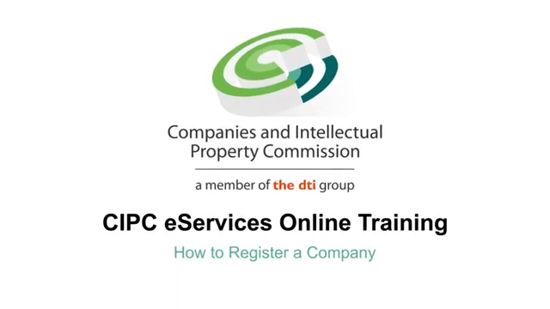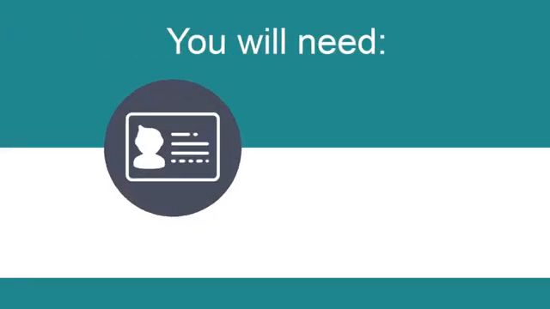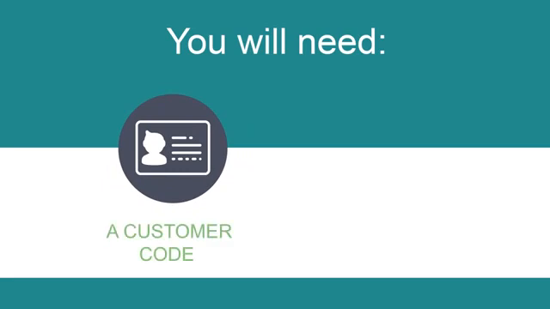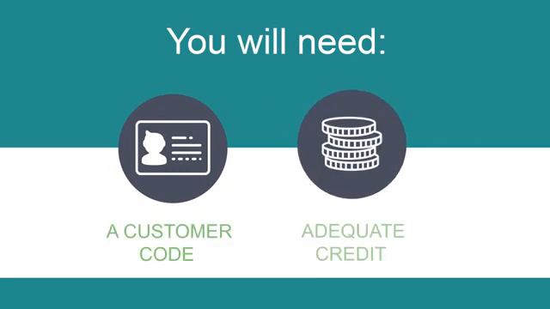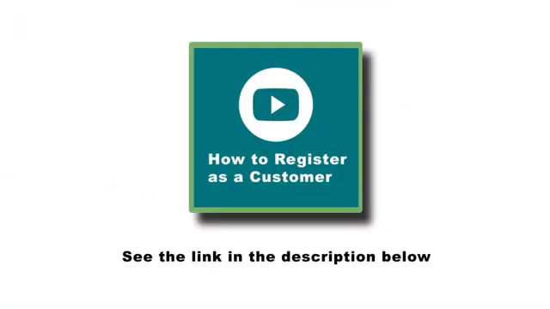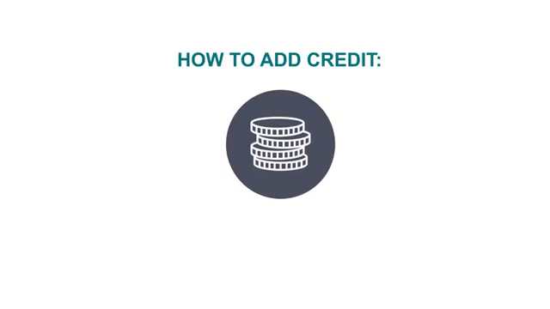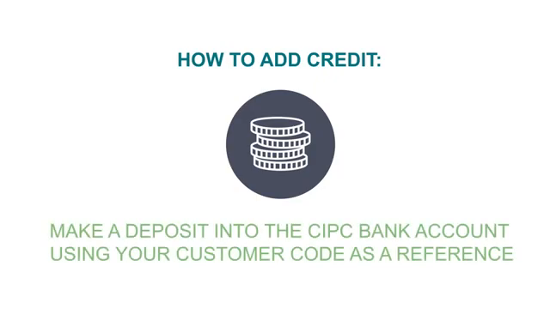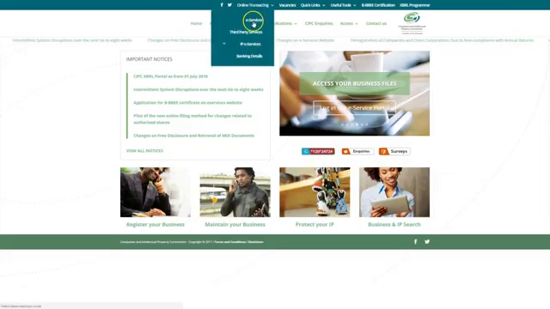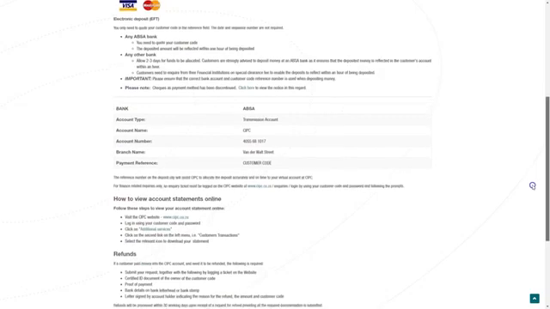In order to register a company, you should have registered as a customer and have adequate credit in your customer code. If you have not done so yet, please see the video on how to register as a customer. To add credit to your customer code, you will need to make a deposit into the CIPC bank account using your customer code as reference. The banking details can be found on the CIPC website.